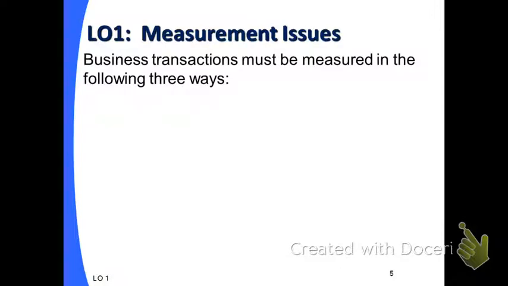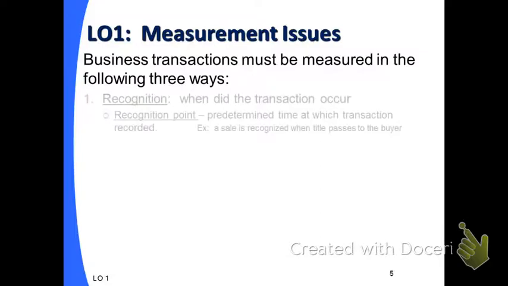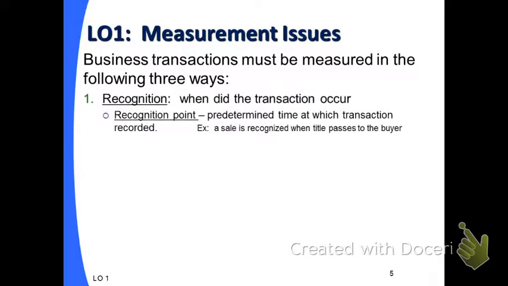First, business transactions must be measured, as we discussed, in 3 ways. The first way, recognition. It would seem that this would be not a big deal. When did the transaction occur? Well, the recognition point is a very important question to answer. The recognition of the transaction, determining at what point did the transaction actually occur, where we have a recordable or recognizable event.